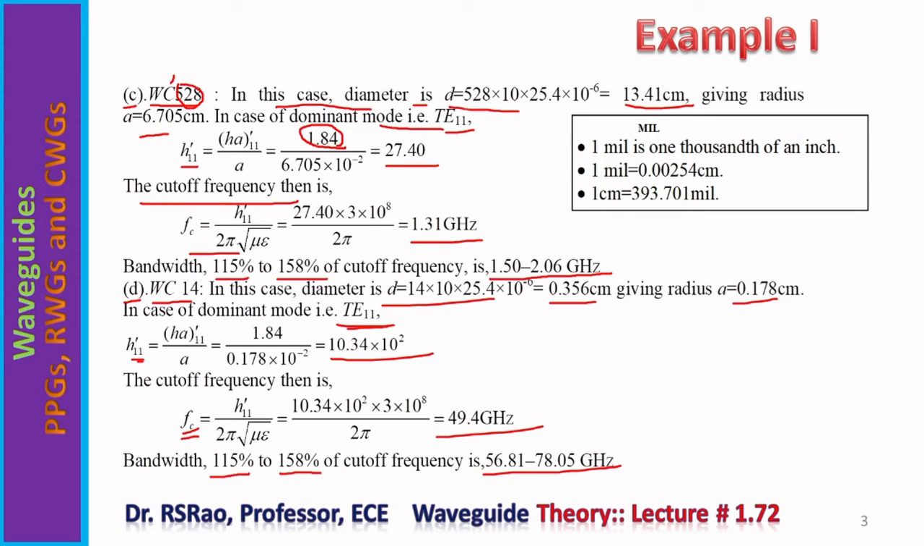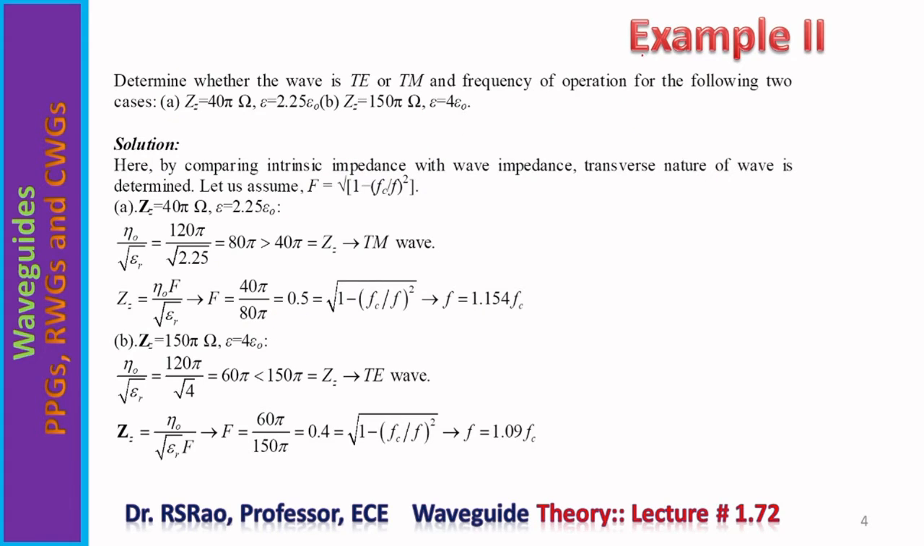In calculating the diameter, in calculating broader dimension, we used 25.4. So what is this figure? You can understand by considering this table. 1 mil is equal to 0.00254 cm. Mil is 1,000th of an inch and 1 cm is of course 393.701 mil. So these dimensions, they come into those calculations.